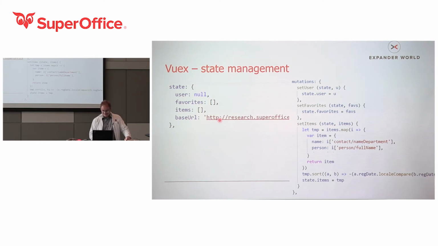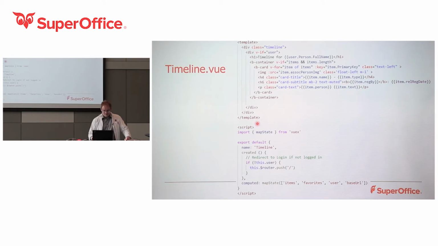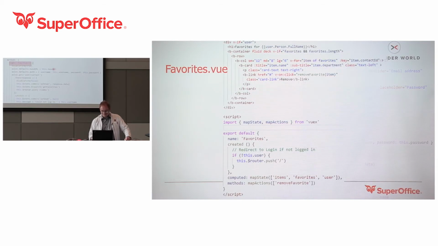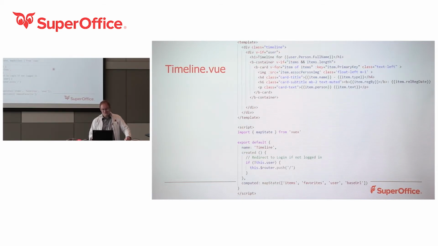So you'll see I referenced this base URL in the login page. Here I said axios defaults baseURL is this.baseURL, and this comes from the state. It's a way to configure the system from one central point.